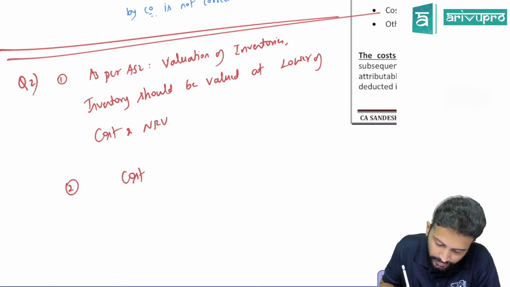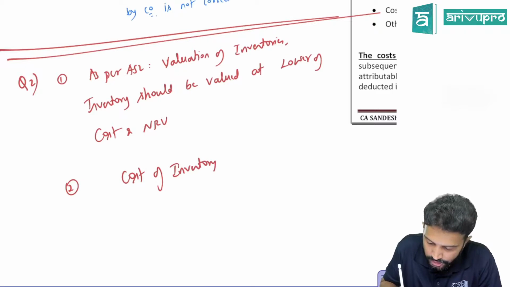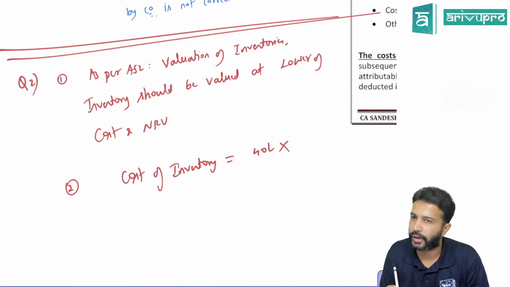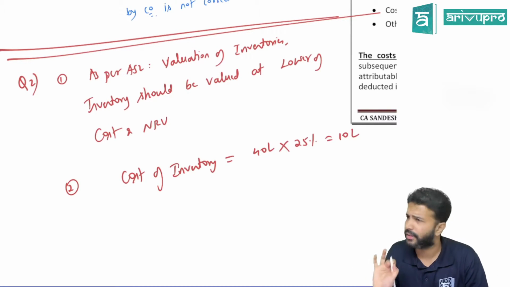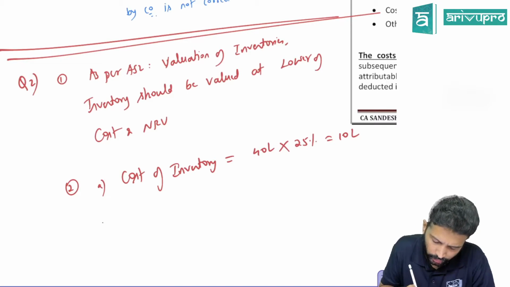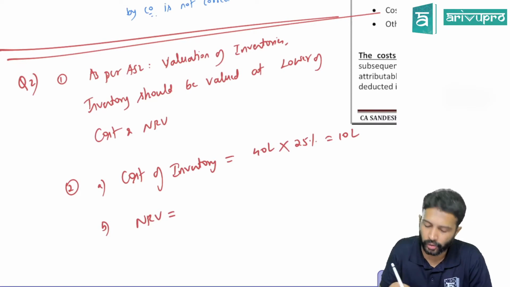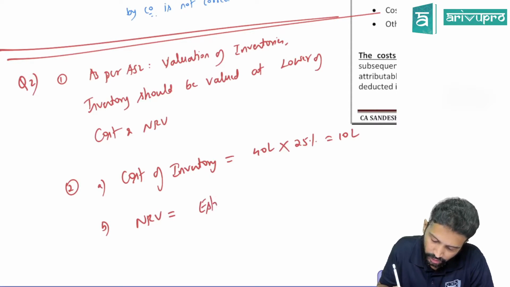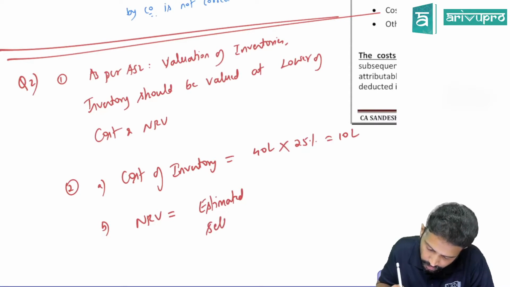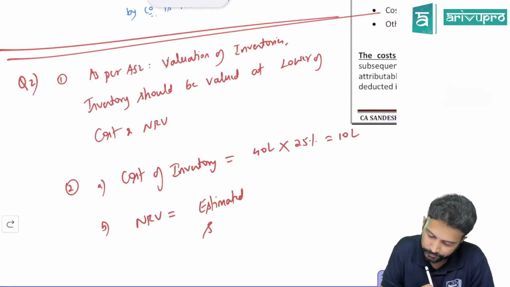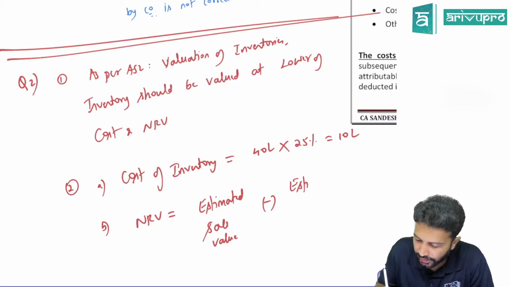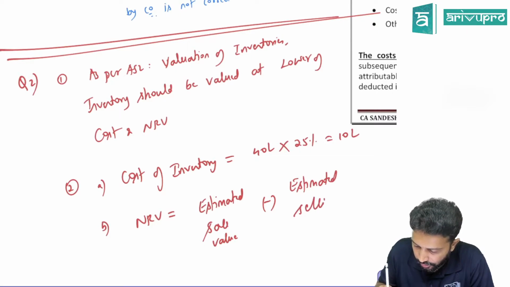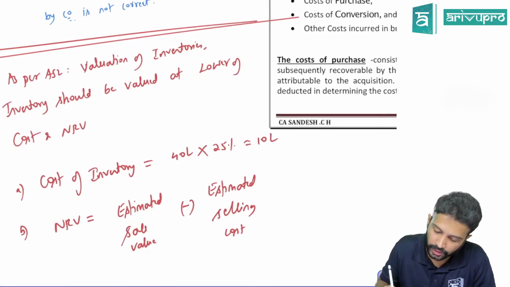What is the cost of inventory here? Total cost of the goods purchased is 40 lakh. And how much is remaining? 25%, which is nothing but what? 10 lakh. This is given to you in the problem. Okay. Alright, this is the cost. What is net realizable value? How do you get net realizable value? Tell me once again. Selling price minus estimated selling cost minus further completion cost. Perfect. Estimated selling price or estimated sale value, minus estimated selling cost, minus further completion cost, if any.